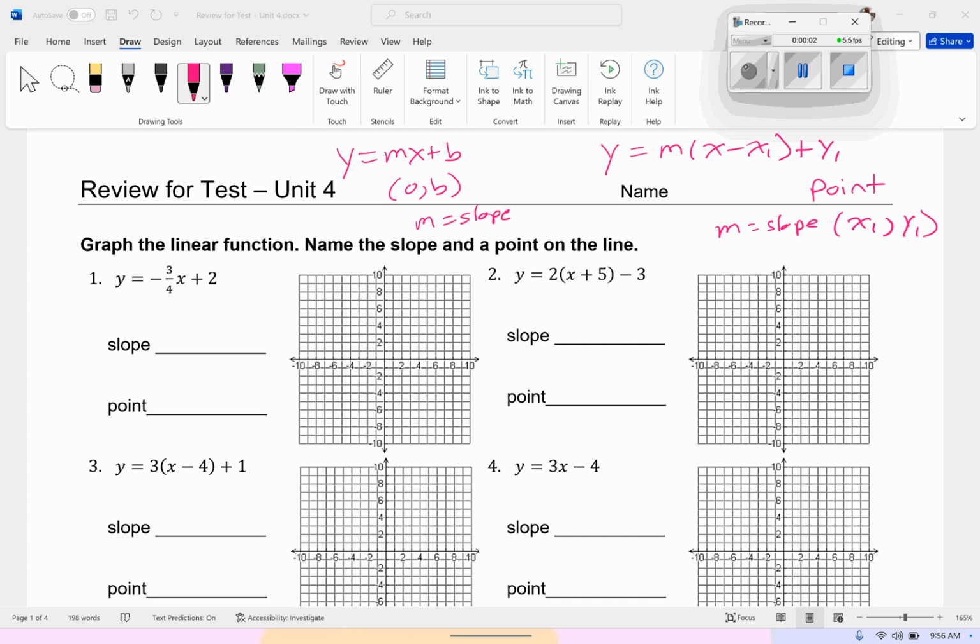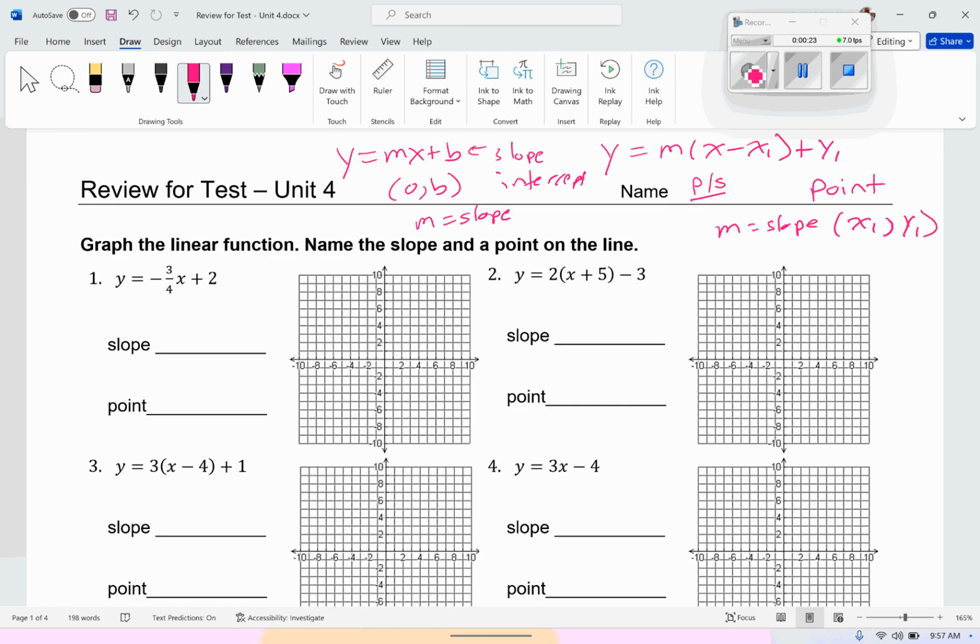Hi, CP Algebra 1. This is the review for the Unit 4 test. Notice I have a couple of equations up at top. This is slope-intercept, and this one is point-slope. Point-slope, so we'll just call PS for point-slope.